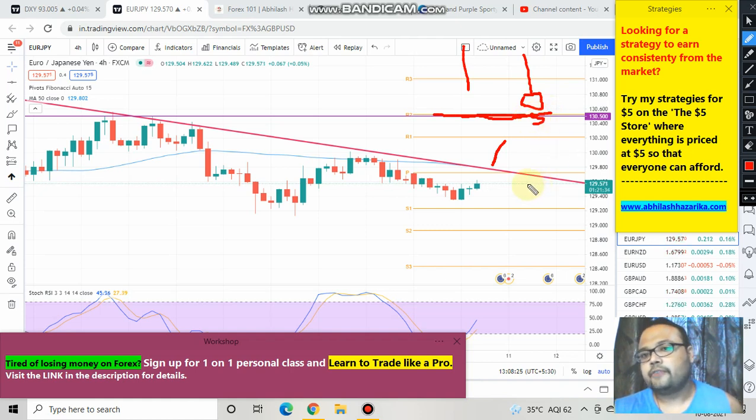So first of all, your first trading opportunity is here at this trend line if the market reverses. Second is here if the market reverses from this weekly resistance level. This is your second trading opportunity.